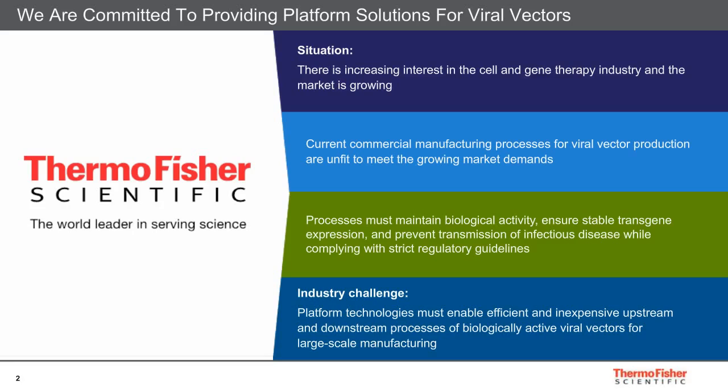At Thermo Fisher, we're really committed to providing the best platform solutions to enable cell and gene therapy. Now, one of the issues is that the current commercial manufacturing process for viral vector production is actually unfit to meet the growing market demands. It's really around the scale and the volumes that we need to develop for cell and gene therapy. We need to make sure the processes maintain biological activity, ensure stable transgene expression, and prevent transmission of infectious disease while complying with strict regulatory guidelines.